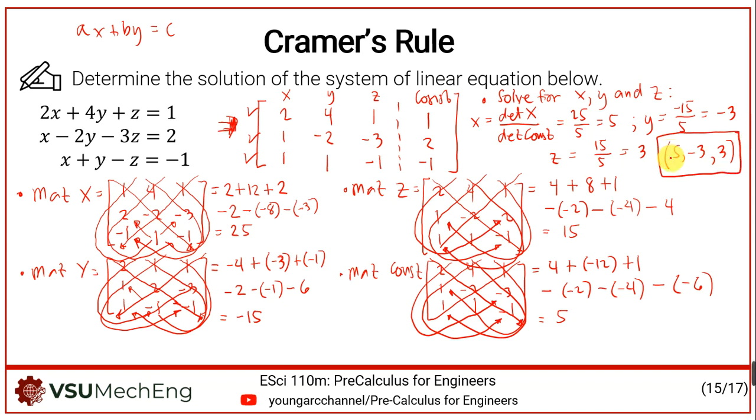Now, your assignment here is to substitute each of these values for x, y, and z back to our original system of linear equations. So you can choose either equation 1, 2, or 3. Now, if it satisfies either of these three linear equations, then our solution right here is correct.